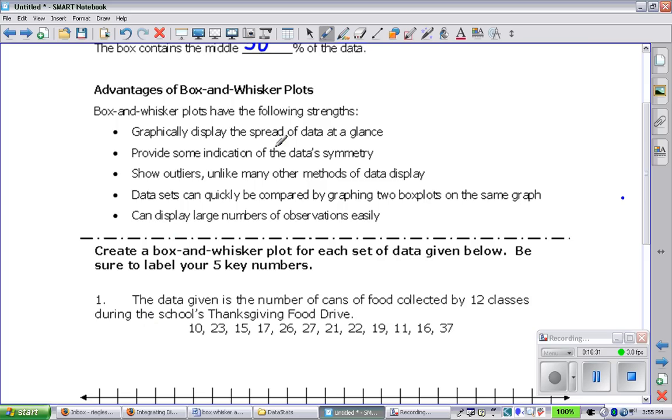It gives you an idea of the data symmetry. If you have a very symmetrical box and whisker plot, then that means your data is very symmetrical, meaning kind of evenly spaced out. There are no major outliers or weird values in that group. It's pretty symmetrical across. It will show outliers more so than any other type of graph. And the way you'll be able to tell that is by looking at the whiskers.